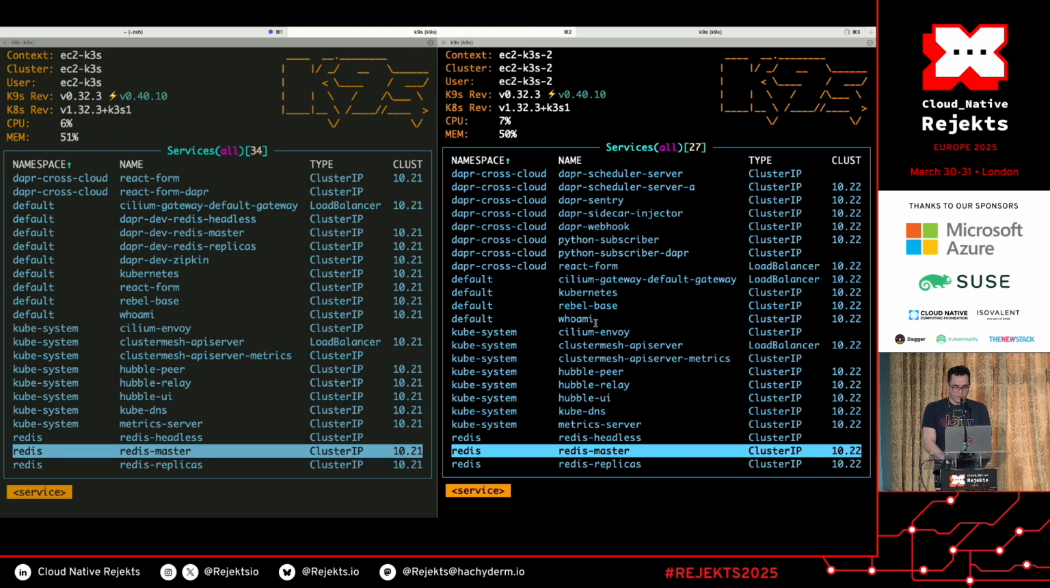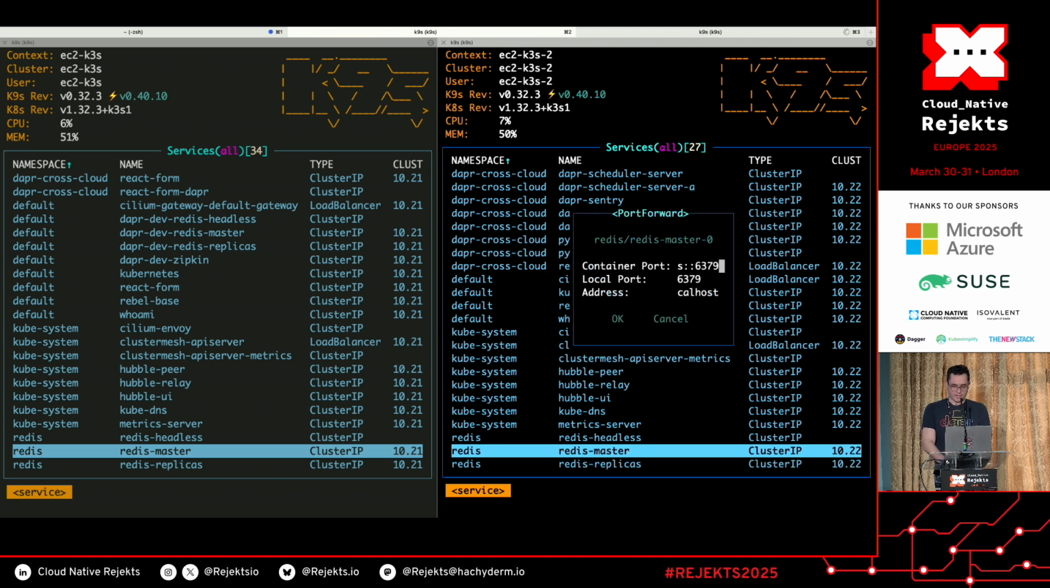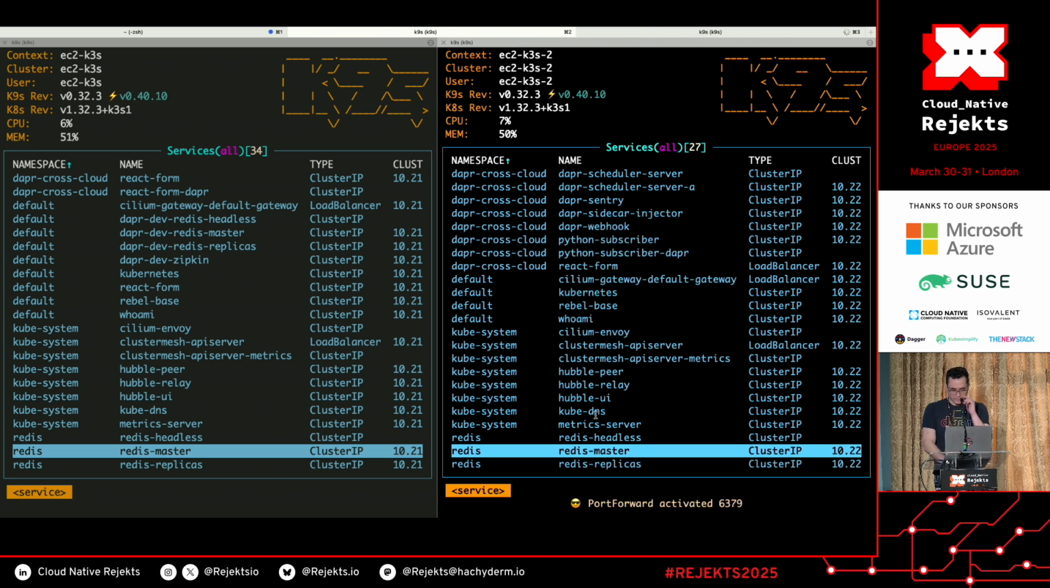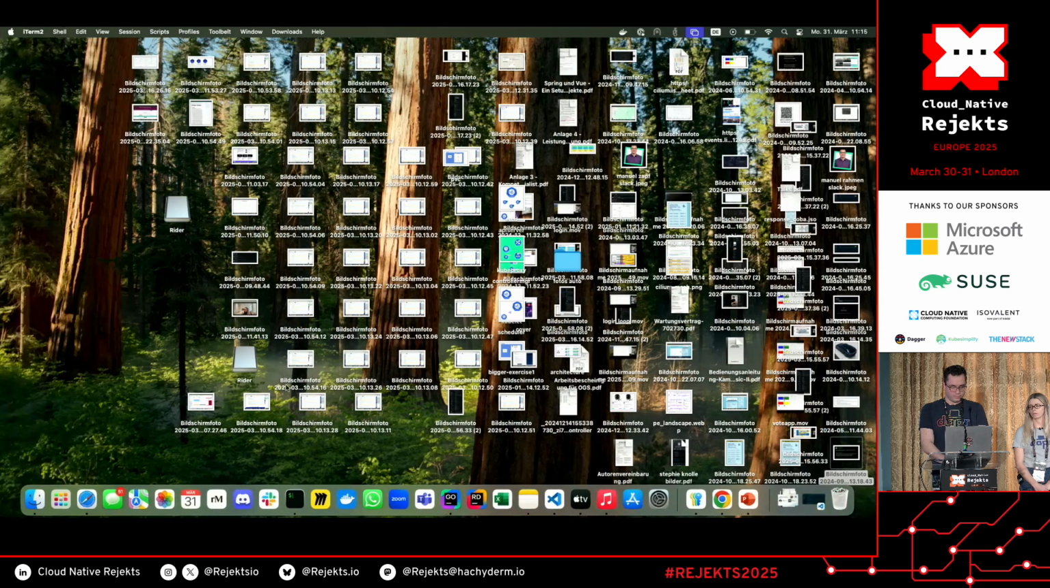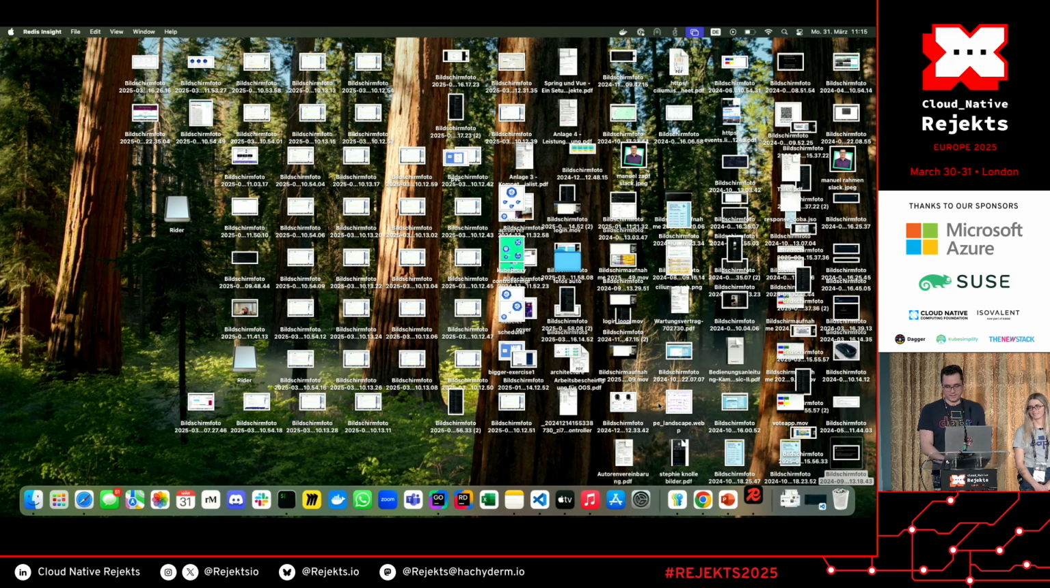But did it actually work? Do we have data in our Redis? As you can see, I just did a port forward to the second cluster for Redis Insights. So let's hope we do see something now. What we learned today is that sometimes rebooting this thing is the best idea.